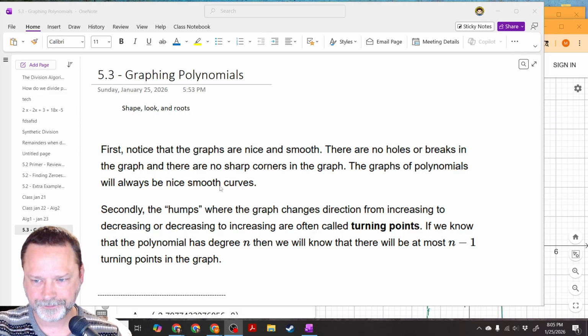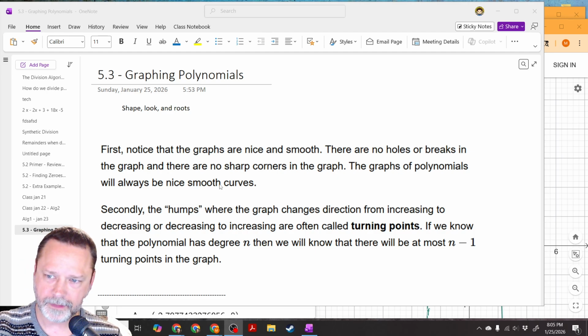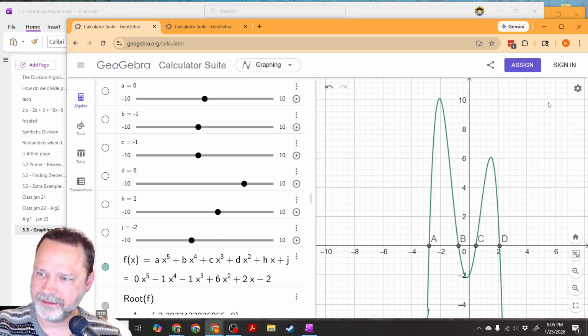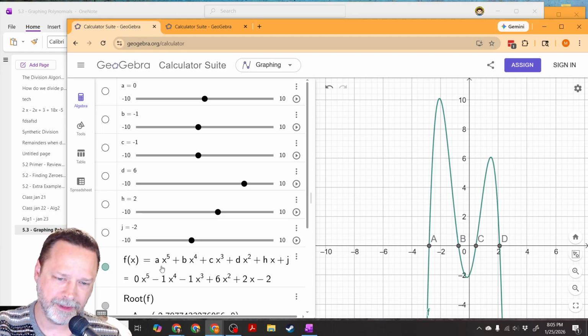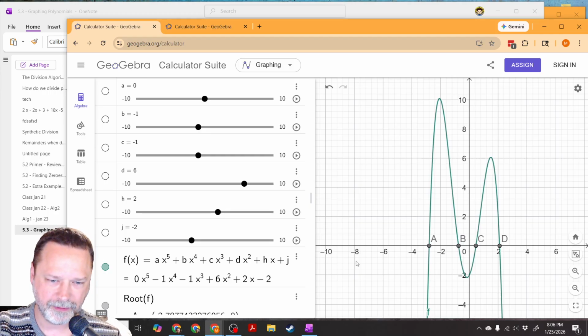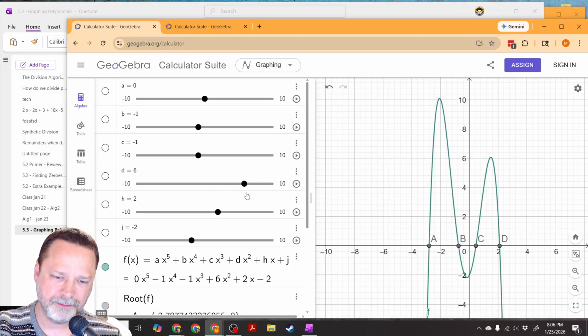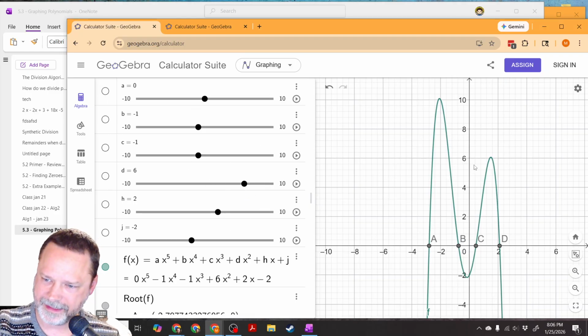So, without further ado, we've got a little bit of stuff on the screen here. Feel free to take a look at that. And let's investigate some polynomials. I put in here a general equation for a polynomial of degree 5: ax to the 5th plus bx to the 4th plus cx cubed and so on. And I could mess with the coefficients just to get different looks of what these graphs look like.